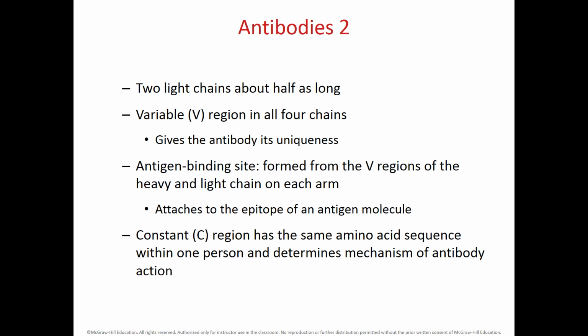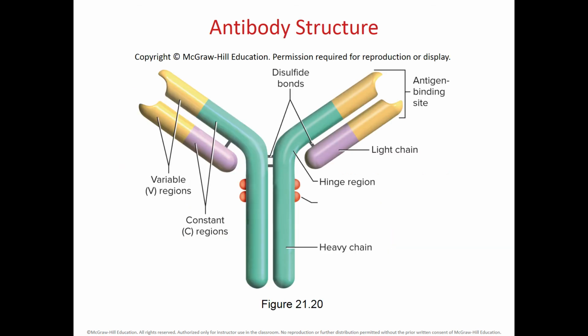And within this variable region we have the antigen binding site that attaches to the epitope. This antigen binding site is so specific that it binds to a specific region of the epitope. And then you also have a constant region, the part of the antibody that is always the same, that determines the mechanism of action. So this is the structure of the antibody.